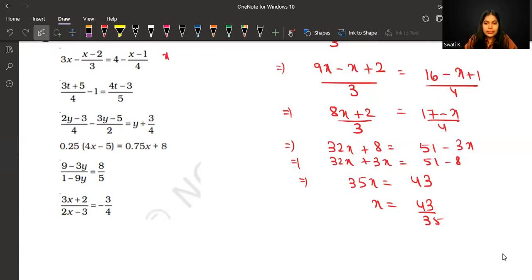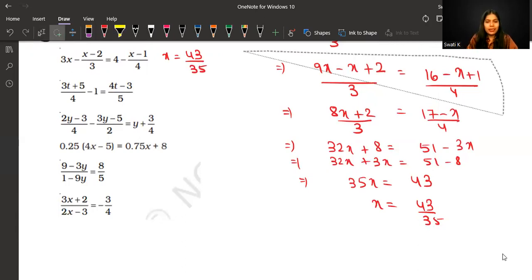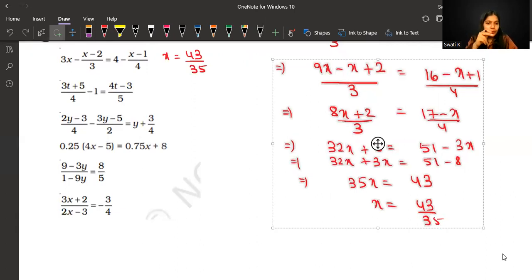So x is 43 by 35. Right, now we can go to the next one. I can say that there are 5 more questions and we can easily do it. Okay, so let's just do the next 5 questions quickly.